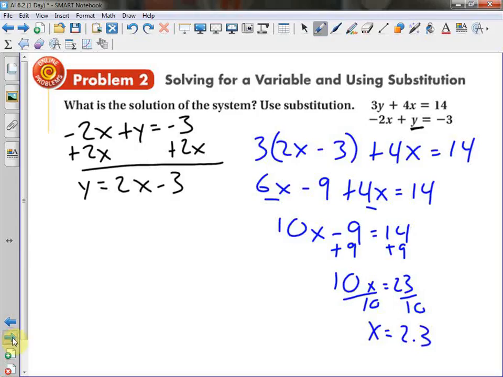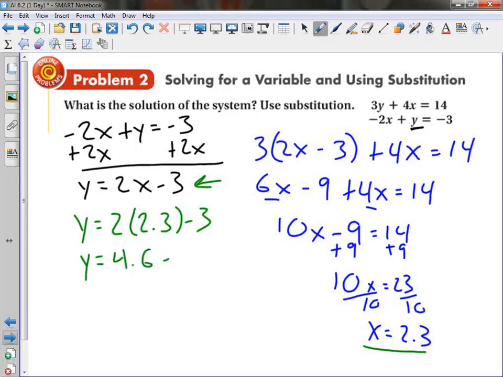Nice. Now, last step was to take that and plug it into step 2 equation, right? So we're going to plug it into step 2 equation, which was right here. So we get y is equal to 2 times 2.3 minus 3, which is 4.6 minus 3, or 1.6. Last step, let's go ahead and write it in an ordered pair. 2.3, 1.6, and that's my solution.